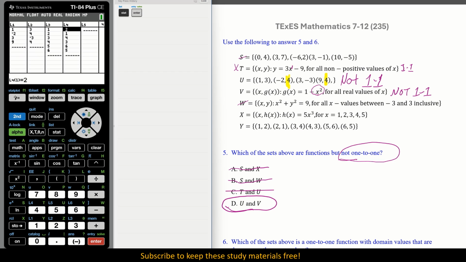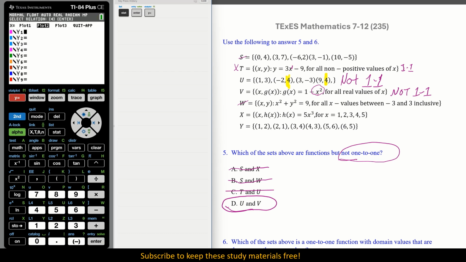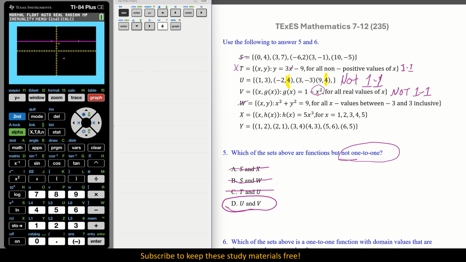Okay, so let's go to our Y equals rather, and let's go up and go over. We need to turn on plot 1, and let's turn off plot 2. Notice I highlighted, then I just push enter and it's turned off. Okay, now we saw that the 4s repeat. So let's do Y equals 4, and let's push graph.